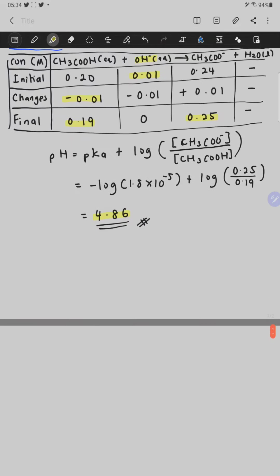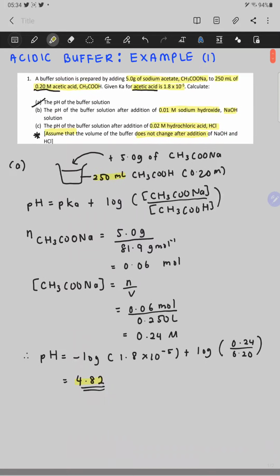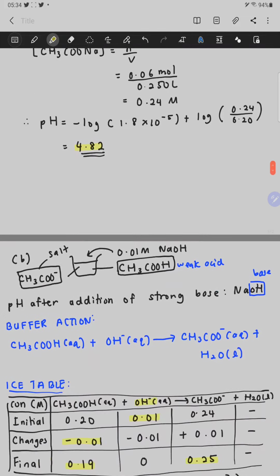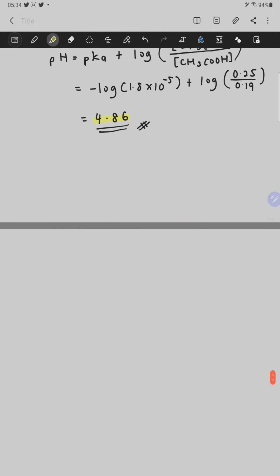Okay, right. And then untuk C, sekarang ni kita add 0.02 molar hydrochloric acid HCl. And then we will see what will be the new pH after we add 0.02 molar HCl. Okay, so ini yang C. pH after addition of 0.02 molar strong acid, which is HCl. Okay, right.